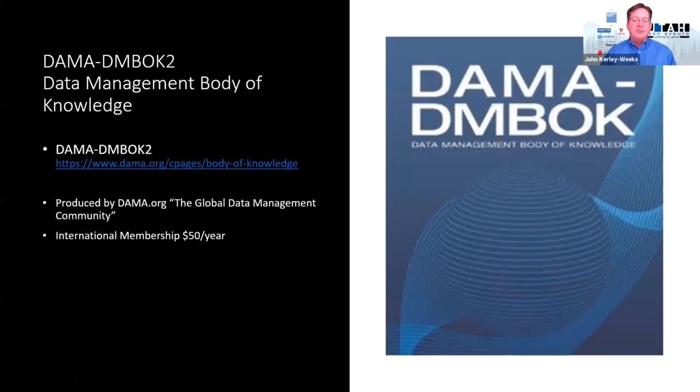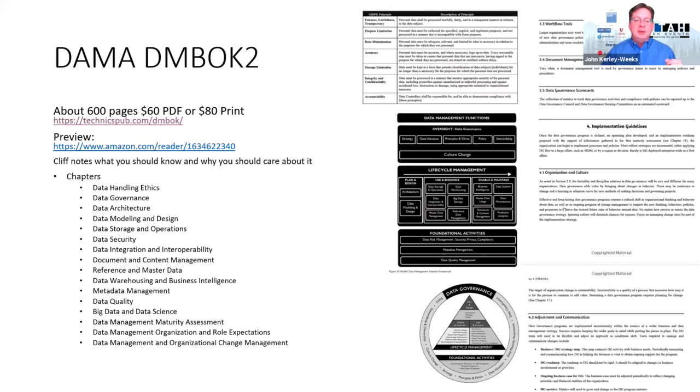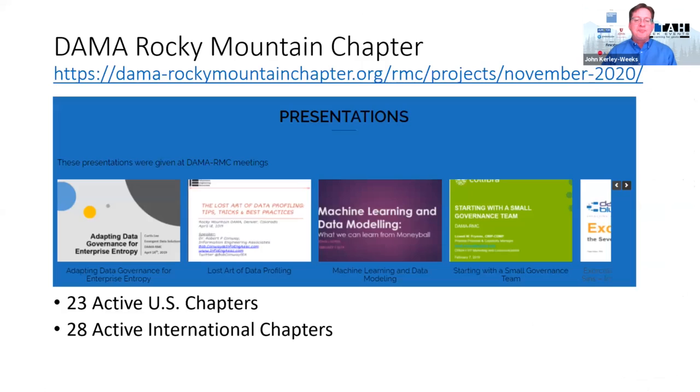And wrapping up with some quick references, the Data Management Body of Knowledge book. You can download the book or buy the hard copy of the book. It's not included with the DAMA International membership, which is $50 per year if you want to join that organization. You can buy the book. Here's a couple of the chapters and just some screenshots. In particular, I'd recommend taking a look at the preview that's available on Amazon.com.